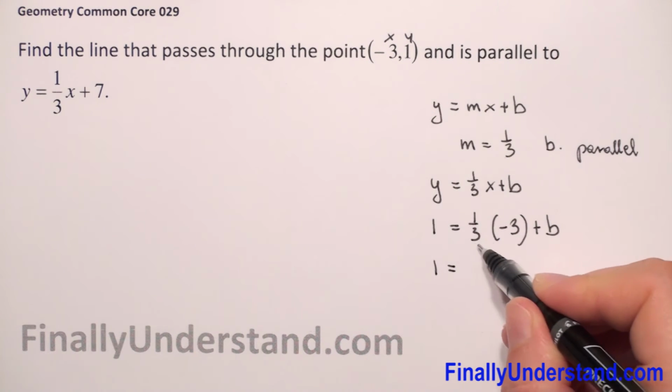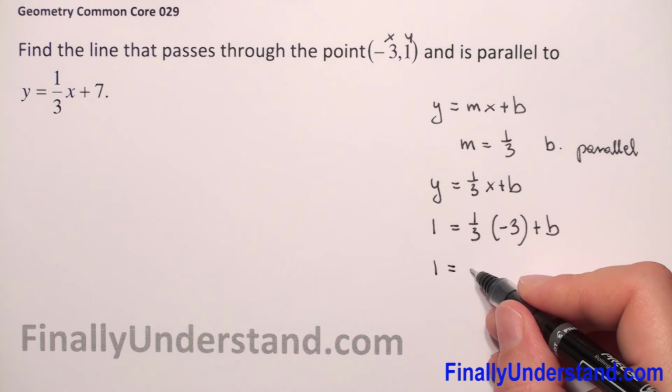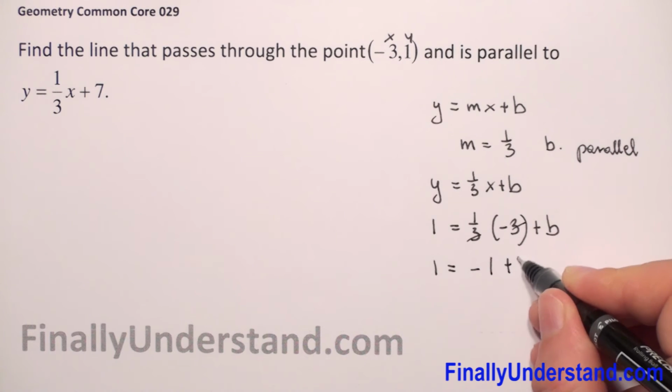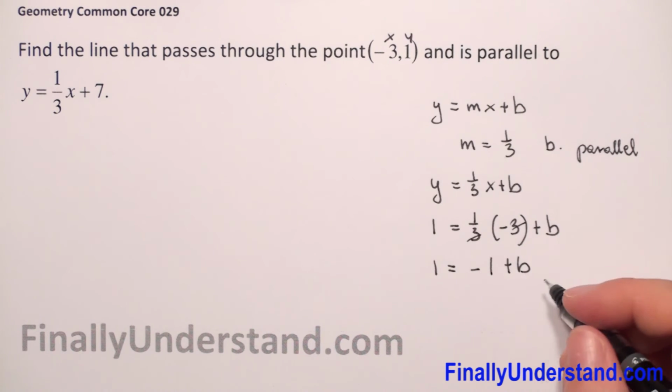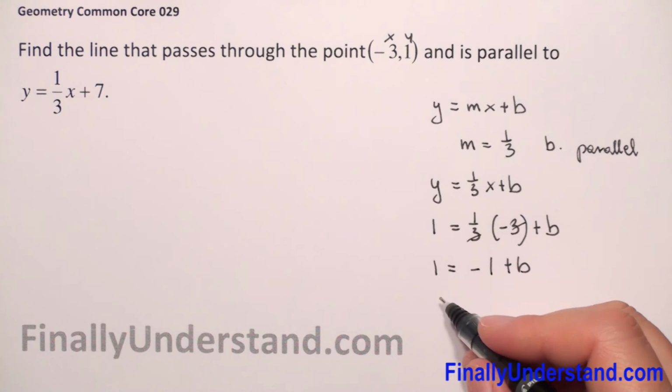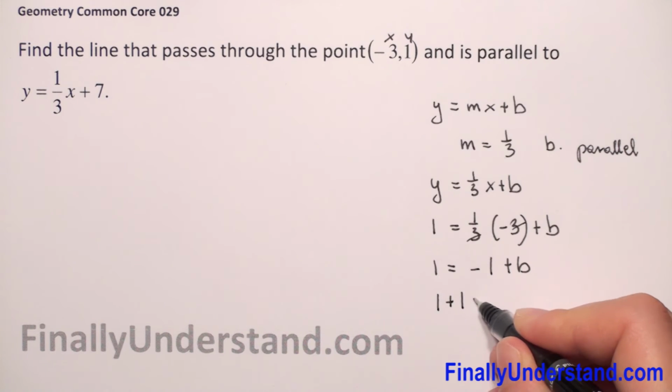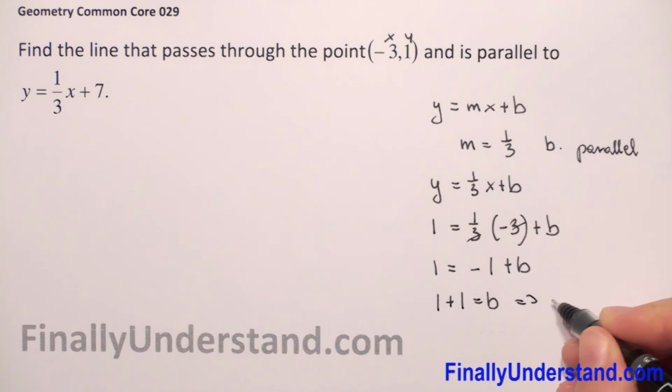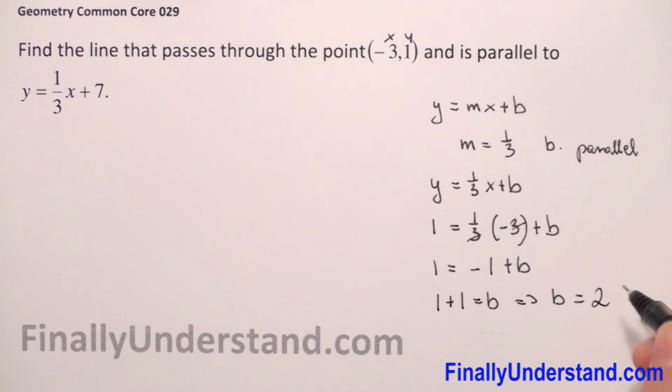1 = 1/3 times -3. So 3 and 3 we can reduce. So we have -1 + b. We will move -1 to the left side. So it will be 1 + 1 = b. So we have that b = 2.